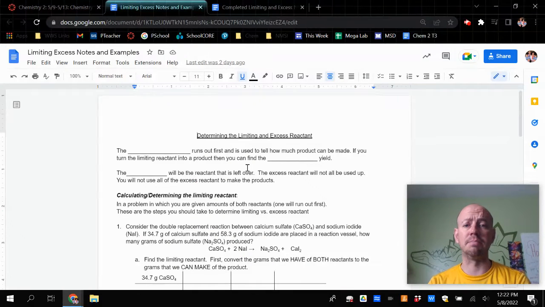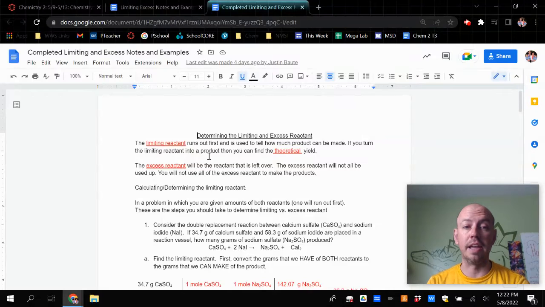So first, we've got some definitions. We've got two things here that we talked about yesterday. We talk about our reactants in terms of being the limiting or the excess. Hopefully, we kind of know what those terms mean and they make sense from yesterday, but they are all about what we have a little bit of and what we have, quote, too much of or left over of. So right here, we can see the limiting runs out first. It tells you how much product can be made.